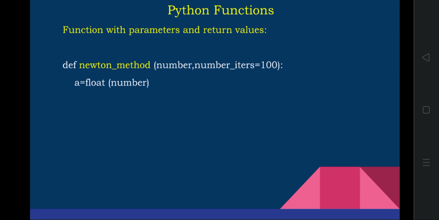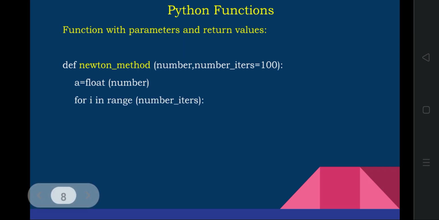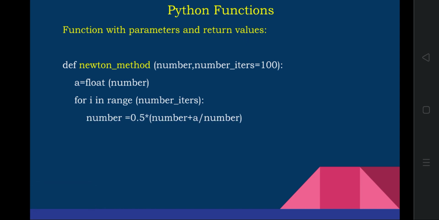Then a is equal to float of number. Float is a typecasting which converts the value into the variable a, that is the float of number. And then for i in range of number of iterations, this is a simple for loop, and it gives number is equal to 0.5 into number plus a by number. This is the formula to find the square root of any number using a method called the Newton-Raphson method. Now the for loop is over. Now return number. This return number will return the value from the function.